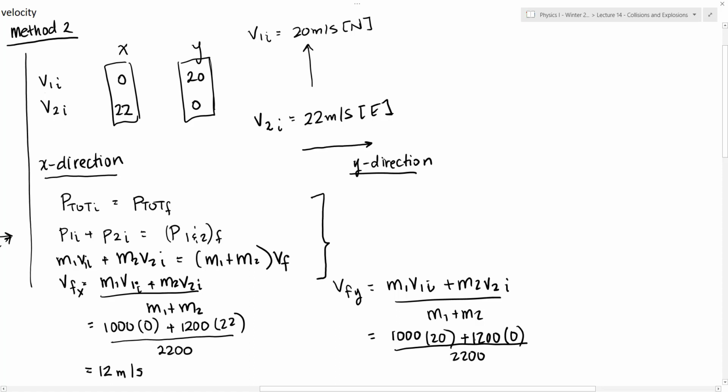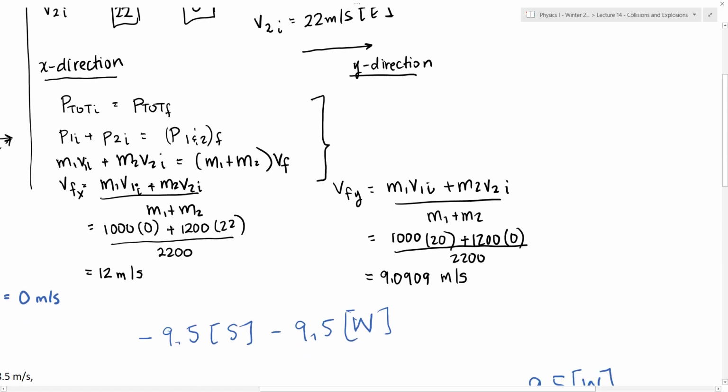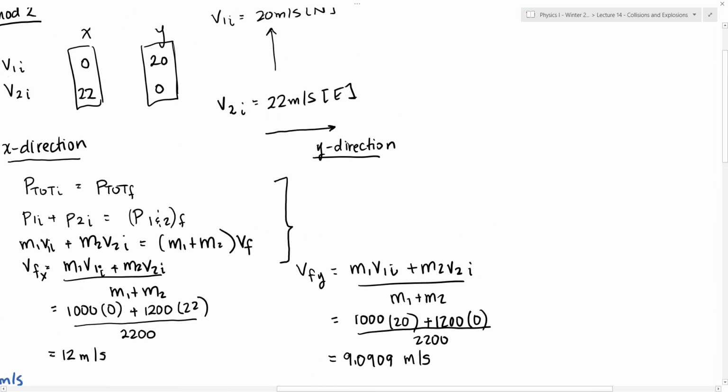So I'll just type this into my calculator now. And I get 9.0909 meters per second. So now I have two components of my velocity. One component is the final velocity in the x direction, which is 12 meters per second. So that looks like this, a vector going in the x direction, 12 meters per second. Another one in the y direction, so it looks like this, 9.09 meters per second, okay?